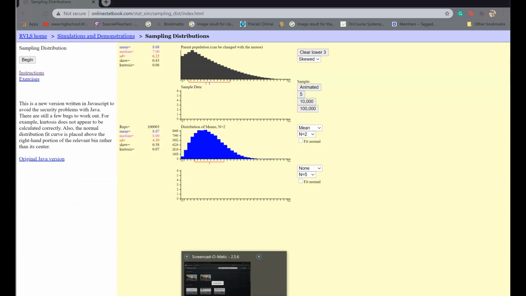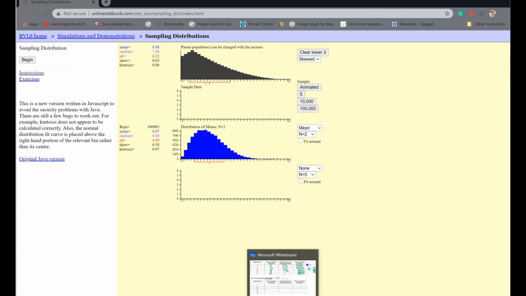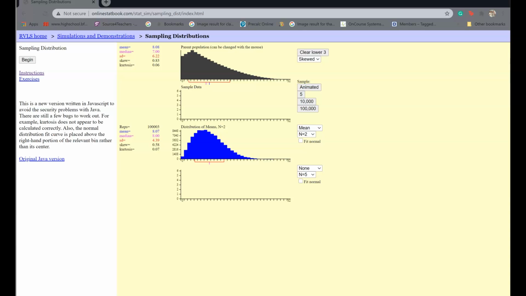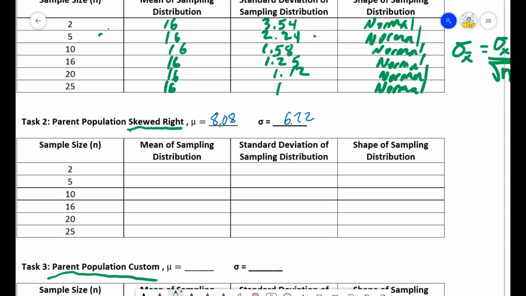And a standard deviation of 6.22. That's for the population, to start: skewed right. It's not bell-shaped and symmetric. And when we took 2 at a time and averaged them, the mean was still close to 8.08. It's 8.07, and the standard deviation is 4.39. This is still pretty close to the population mean. It's not really changing, and it's less skewed, but it's still skewed, just less so.